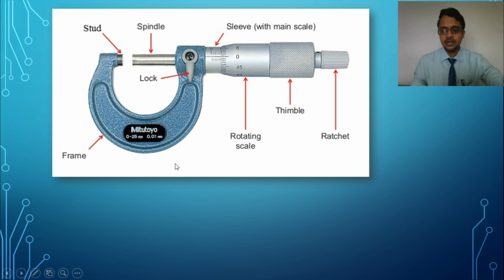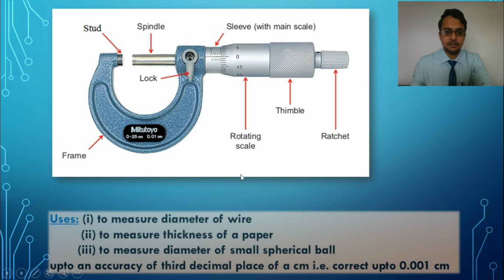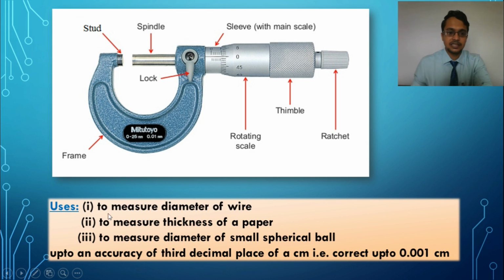Okay. So now look at the application part. So these are different application parts. To measure diameter of the wire, which we will do in our laboratory. To measure thickness of a paper. To measure diameter of small spherical ball, and all this measurement can be done up to an accuracy of third decimal place of a centimeter, that is correct up to 0.001 centimeter. So this is the least count. This is the smallest value we can measure using this instrument.